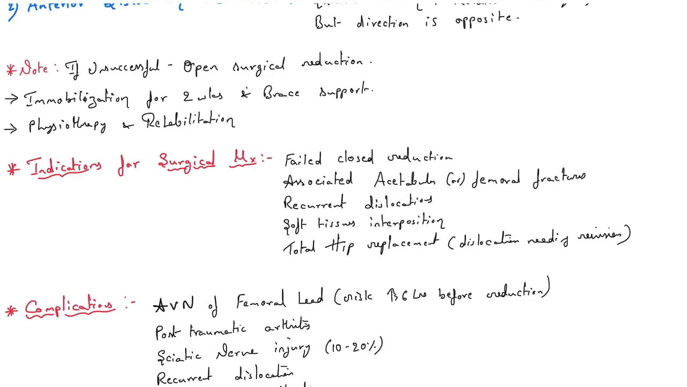Okay, and we can start DVT prophylaxis, deep venous thrombosis prophylaxis, especially in an immobilized patient. We can start with enoxaparin 40 milligrams subcutaneously daily for 7 days, or we can start with rivaroxaban 10 milligrams PO daily for 14 days.